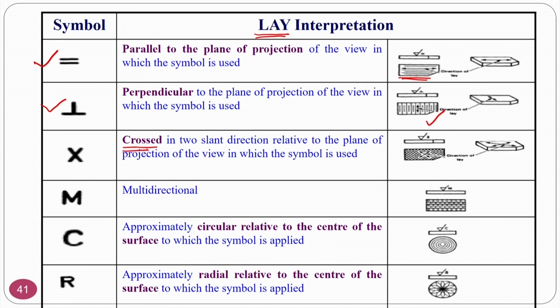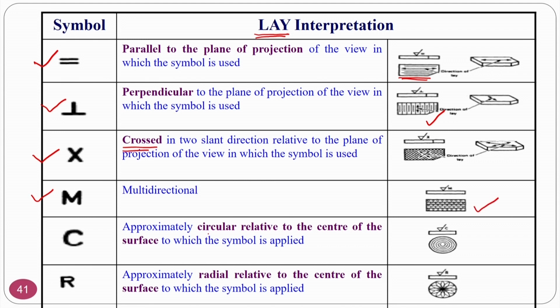The crossed one you can see like a knurling operation and other processes, normally represented by X, and multi-directional. If it is multi-directional, by any other advanced finishing processes where the abrasives are free to move in any direction, you will get this type of thing.